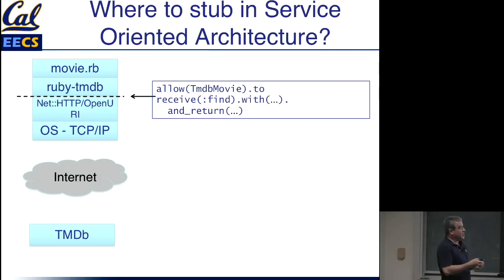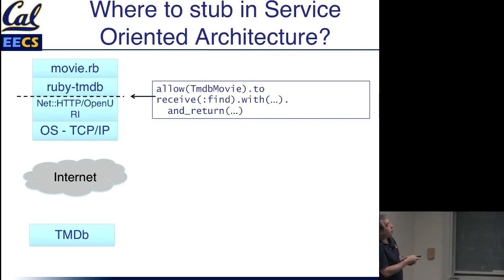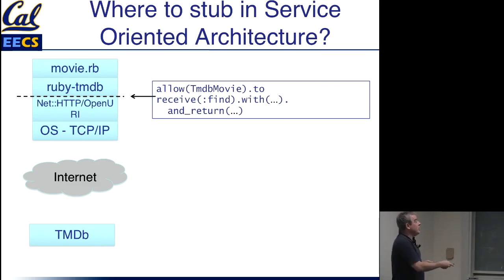In those cases, you can stub the library. So here, I have a hypothetical library called TMDB movie that shields you from the low-level aspects of the TMDB API. I can say, when my app tries to call that library, stub that call. And instead, return some canned values, simulating what the TMDB API would return if I really called it.